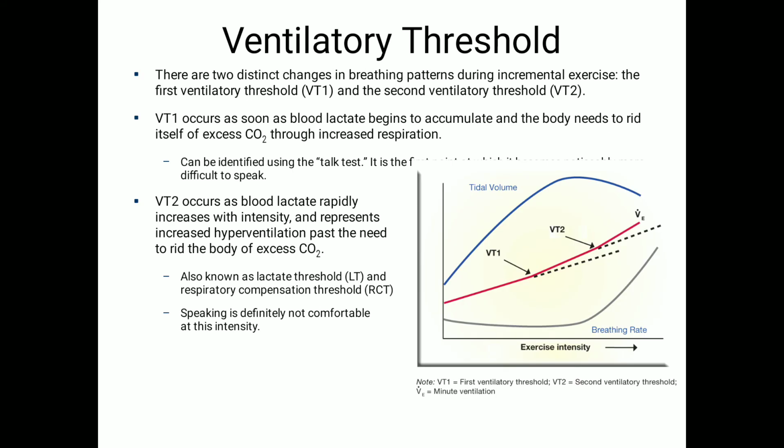So there are two ventilatory thresholds encountered in a muscular exercise: the first ventilatory threshold and the second ventilatory threshold. The first ventilatory threshold occurs as soon as blood lactate begins to accumulate in the body. The second ventilatory threshold occurs as blood lactate rapidly increases with intensity, and as a result there is increased ventilation past the need to get rid of carbon dioxide.